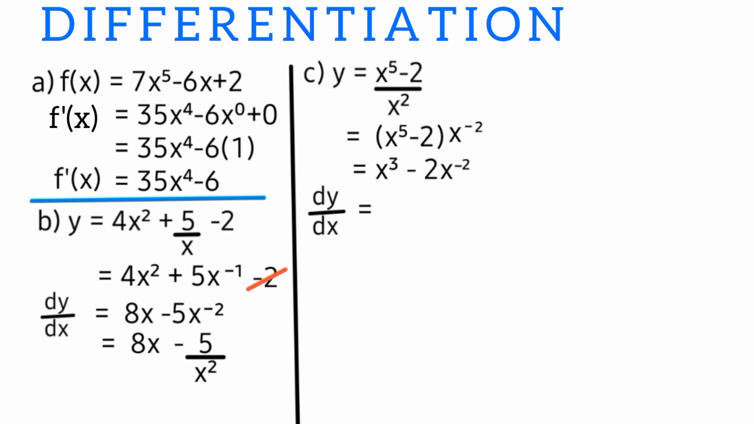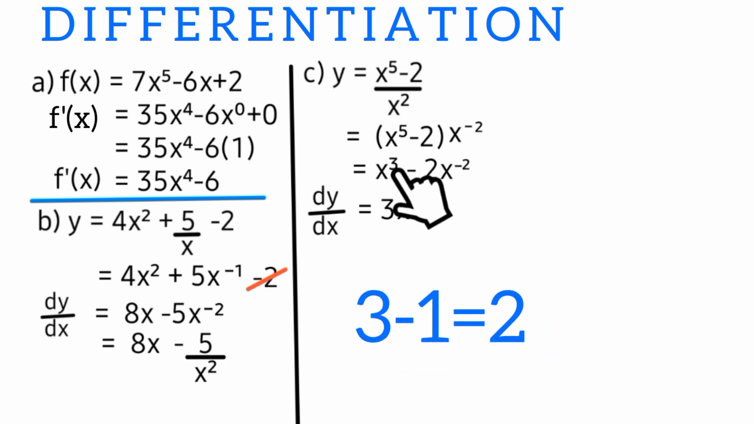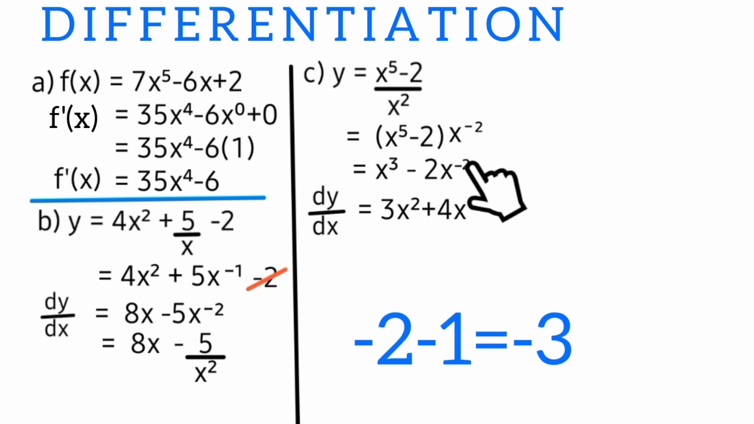Now let's differentiate this. Coefficient of x raised to the power of 3 here is 1. So we have 3 times 1x, 3 minus 1, minus 2 times minus 2x, minus 2 minus 1 gives minus 3.